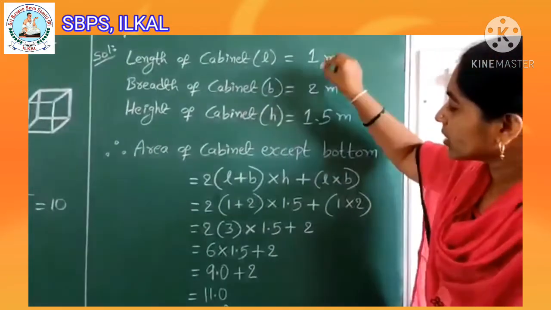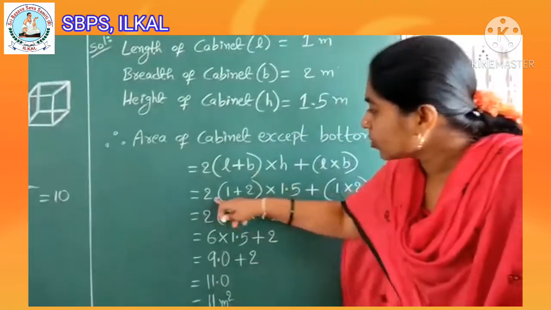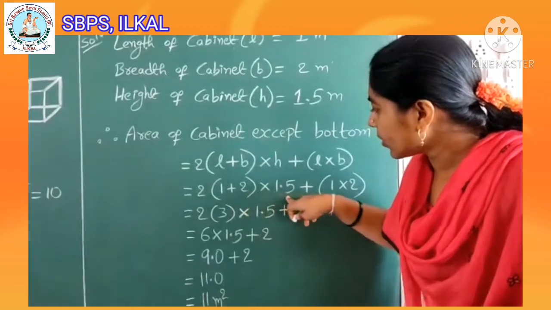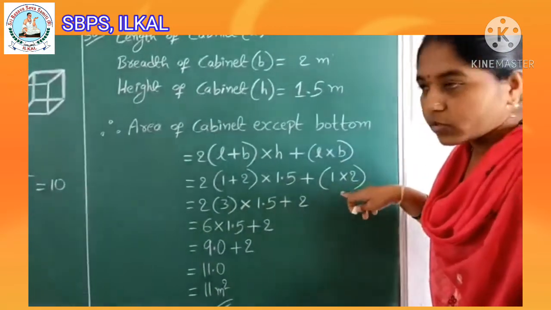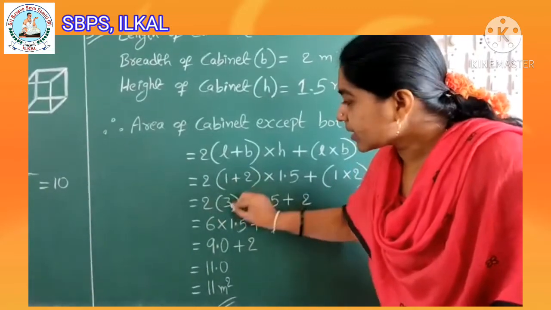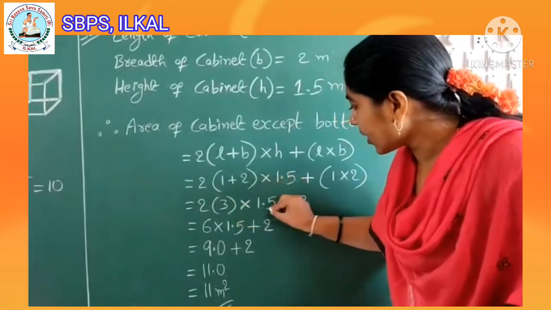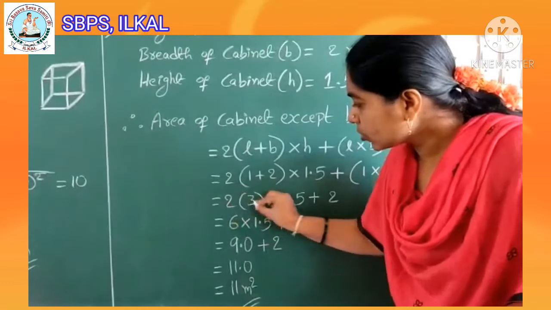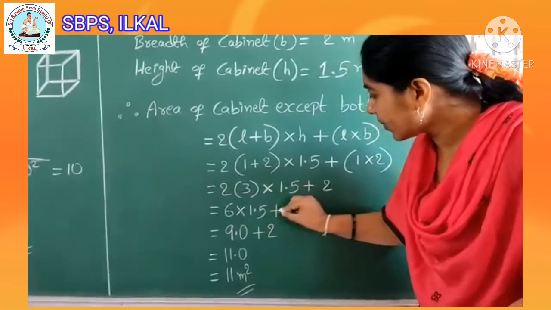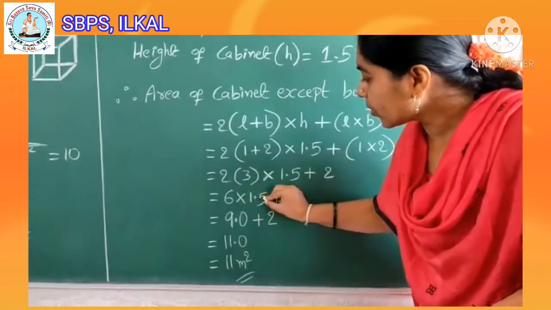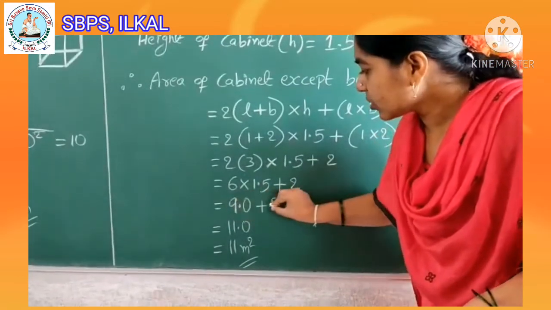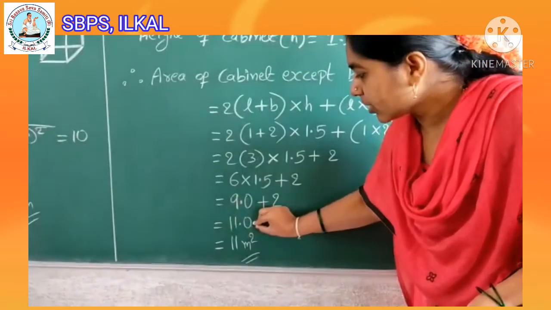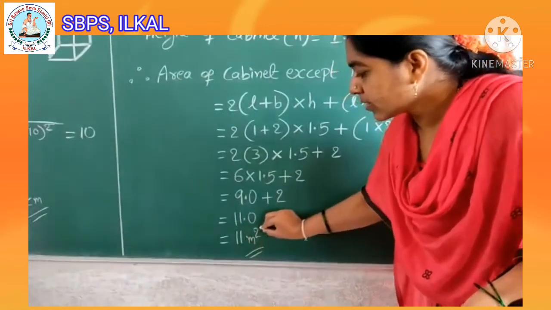Let us substitute these values in the formula. 2 into 1 plus 2 into 1.5 plus length is 1, breadth is 2, 1 into 2. 2 into 1 plus 2 is 3, children, into 1.5 plus 1 2s are 2. 2 3s are 6 into 1.5 plus 2. 6 into 1.5 is 9.0 plus 2 as it is. Then 9 plus 2 is 11. That is 11.0, can be written as 11 square meter.